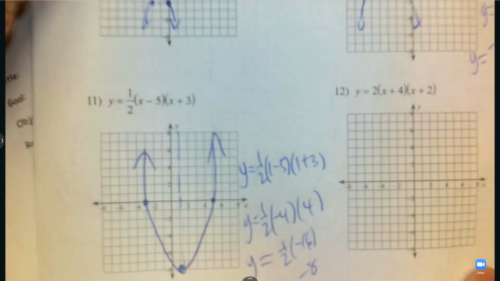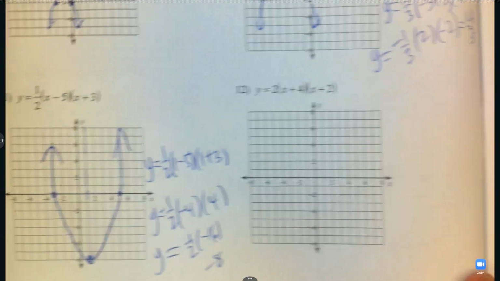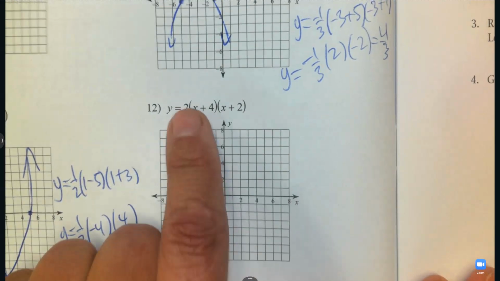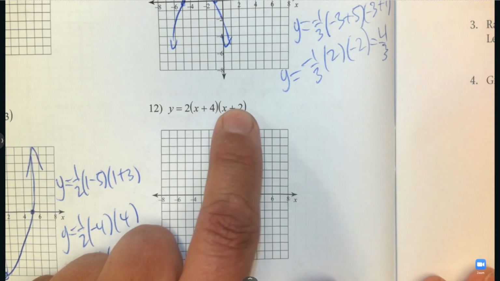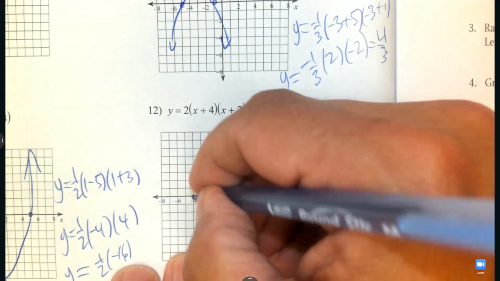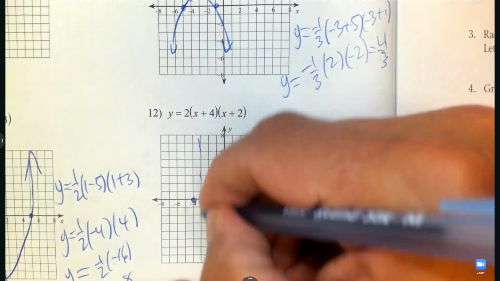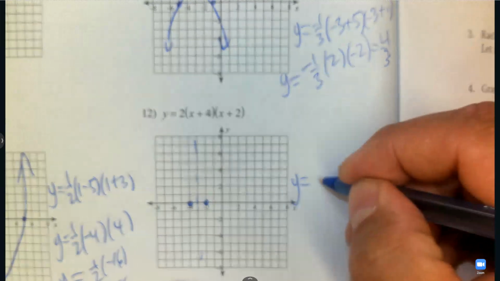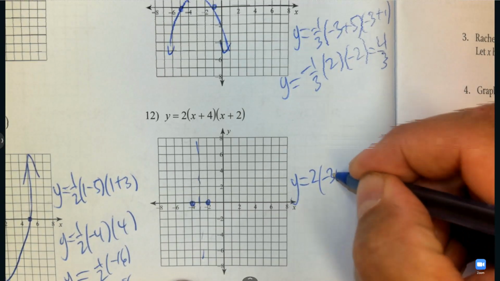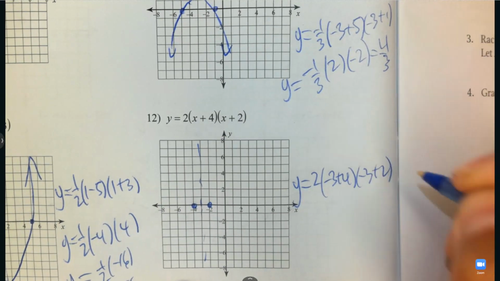All right, last one. I'm super proud that you're doing your work and practicing. Try it first. Intercepts are at negative 4 and negative 2. And what number's exactly in the middle is negative 3. So we're going to take out the x and plug in negative 3 and solve it.